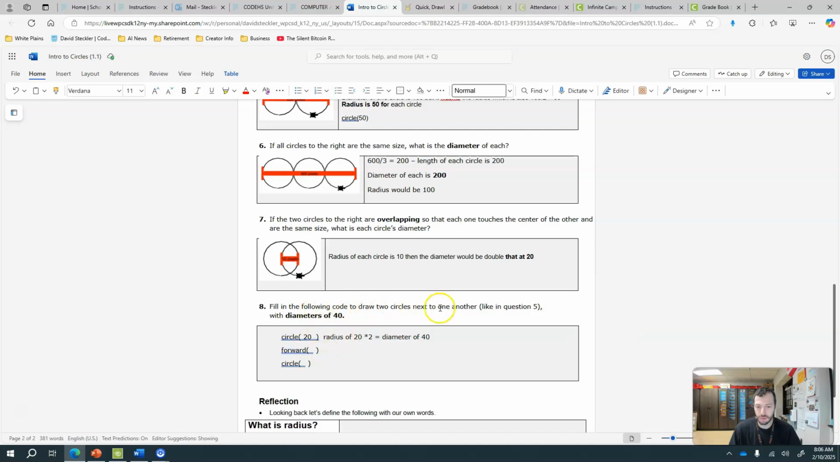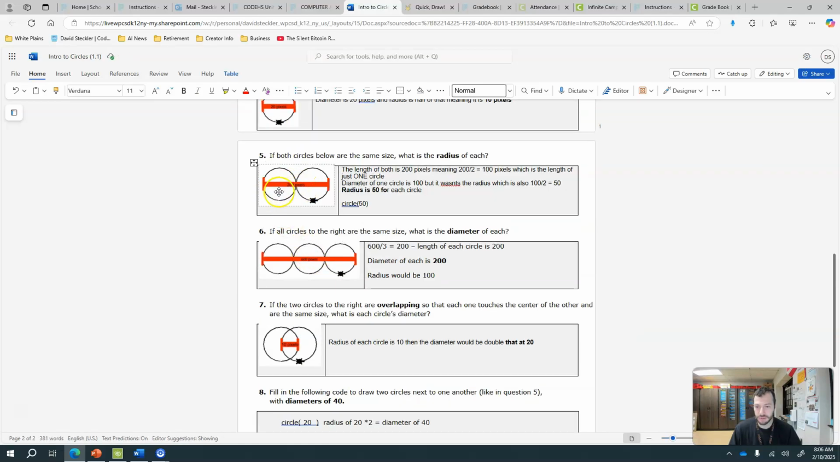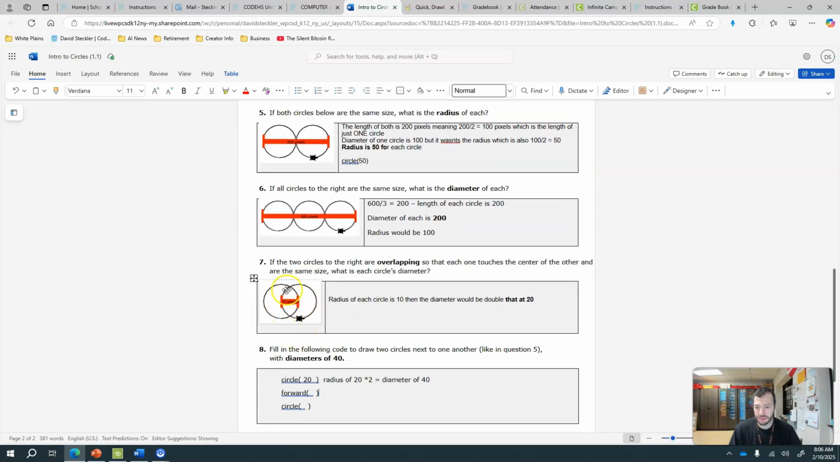Then, just like the one in question 5, we can see that we want the two circles to be directly next to each other. So that means that they are not touching each other. There's no overlap like this. If I moved 10 pixels, we would have them overlap while we draw them because they're not that far. In this case, they're not overlapping.